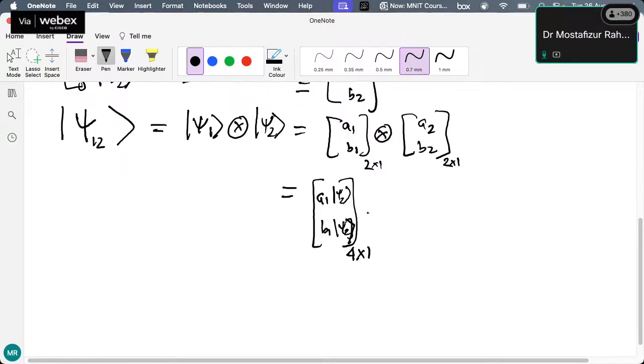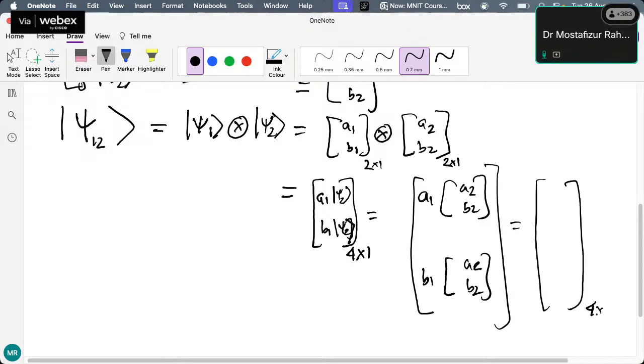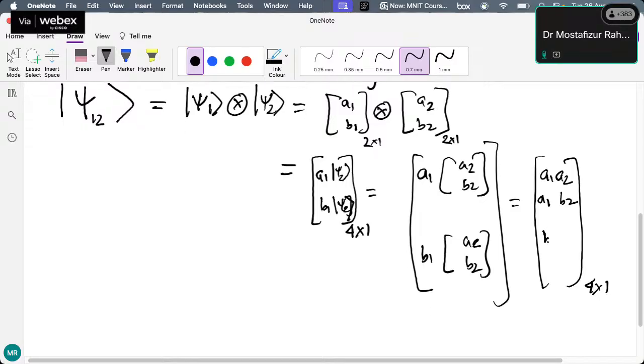So all together, it looks like this: a1, a2, b2, and b1, a2, b2. Now if you simply multiply them, it will be a 4x1 vector, right? So what are the components? First one will be a1, a2. Second one will be a1, b2, right? Third one will be b1, a2, and b1, b2. These are the components for the tensor product.